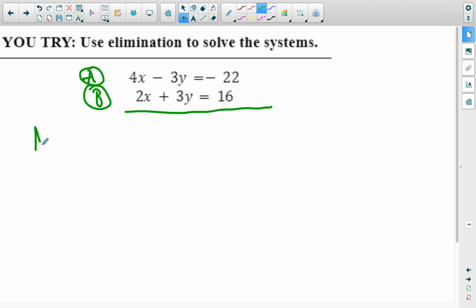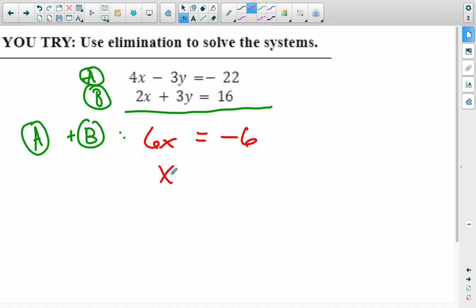All we're going to have to do is add them. Equation A plus equation B. And what that's going to do, 4x plus 2x would give me 6x. Negative 3y plus 3y would give me 0y. Negative 22 plus 16 would give me negative 6, meaning that x equals negative 1. Now I can back substitute.